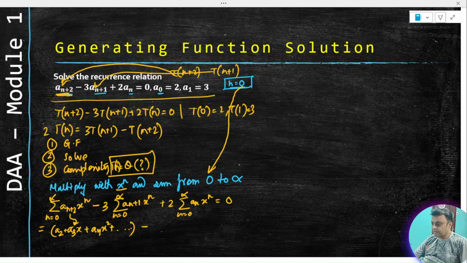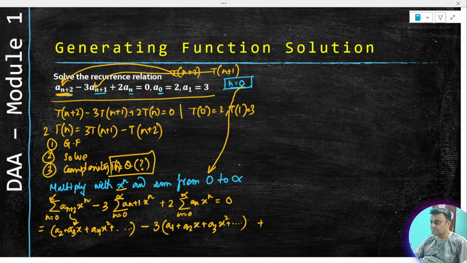So if I expand the next term, let's see what expansion it comes to. N equal to 0. If I put n equal to 0 here, this becomes A1. This becomes x to the power 0. So A1 x to the power of 0. A2 x to the power of 1. A3 x to the power of 2. Right? So let's put that. So this becomes 3 A1 plus A2 x plus A3 x square plus dot dot dot.